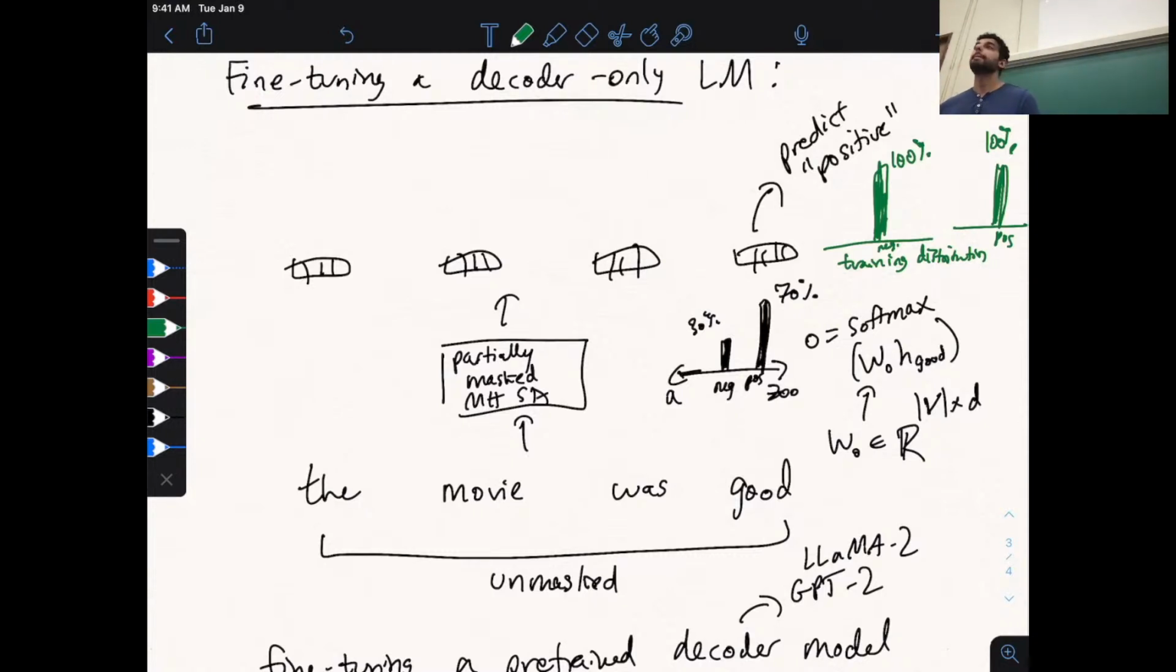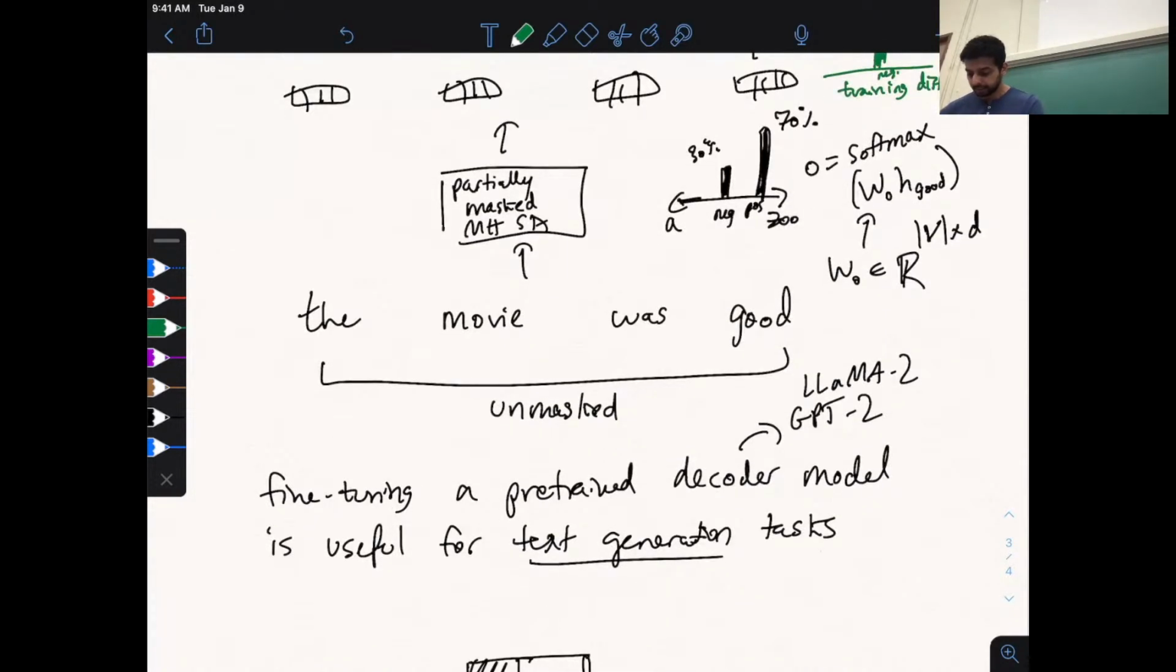Aren't we using the same W matrix for all the next predictions? Yes. So when we fine-tune it, do we introduce a new one for the positive negative? So in this case, the question is, when we fine-tune in this text generation setting, do we introduce a new W sub O matrix at fine-tuning time that's different than the one at pre-training time? The answer is no. We initialize this matrix with the pre-trained one, and we update it via gradient descent. So there are no new parameters here. Maybe I'll make that clear.